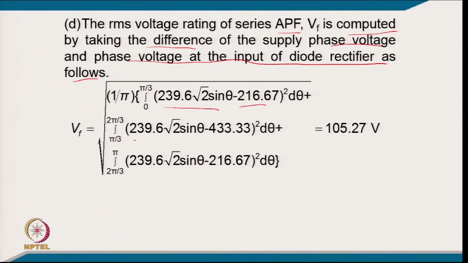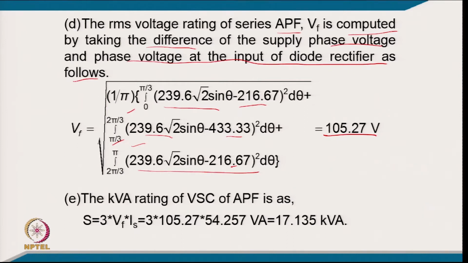squared. Then the second segment of pi by 3 to 2 pi by 3 with the sine wave minus 2 VDC by 3, plus the third segment 2 pi by 3 to pi, again the sine wave minus VDC by 3, squared. Taking the RMS value, putting all these, doing the calculation, it comes to 105.27 volt. So, that is the RMS voltage we have to inject in series with the line by the series active filter.